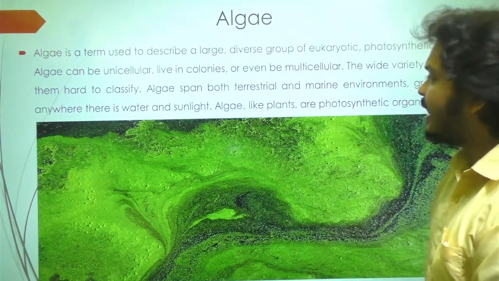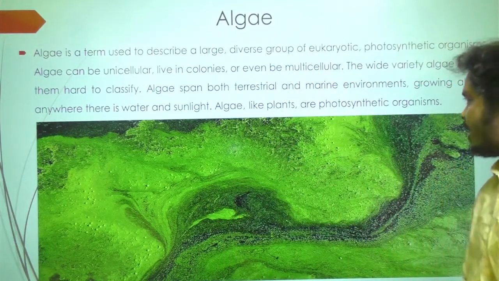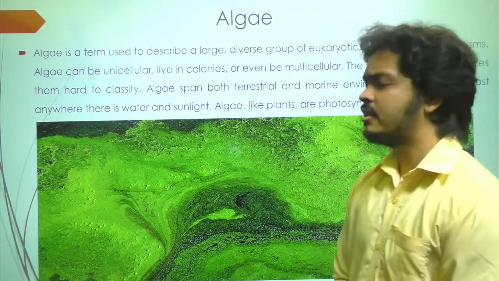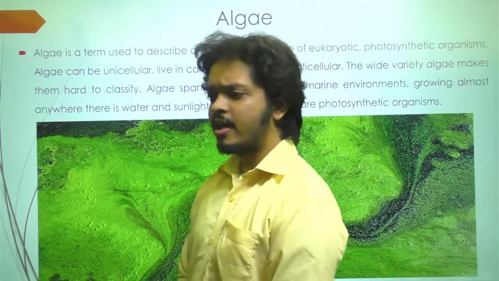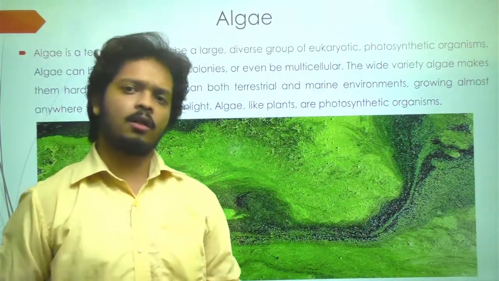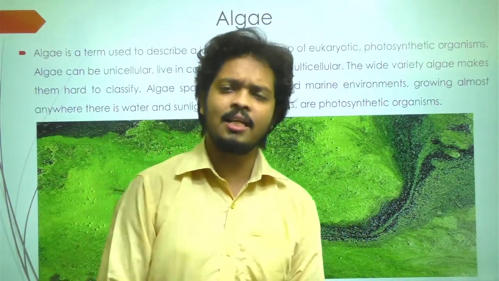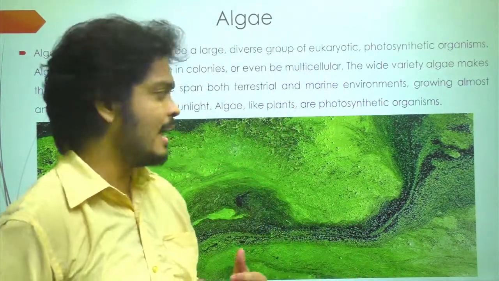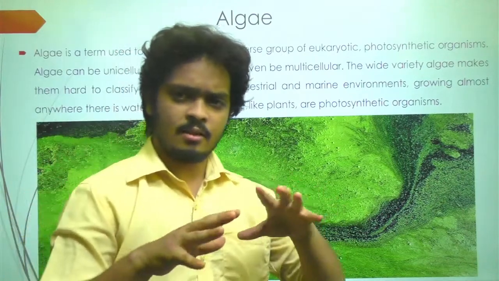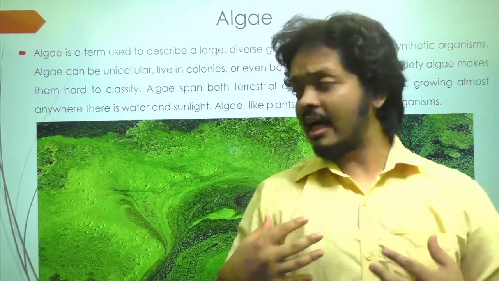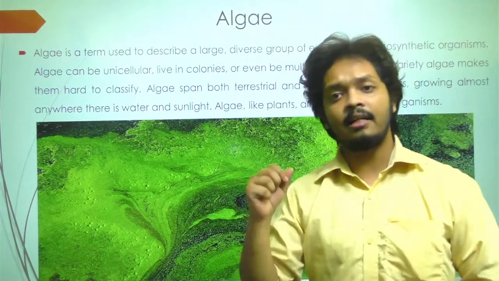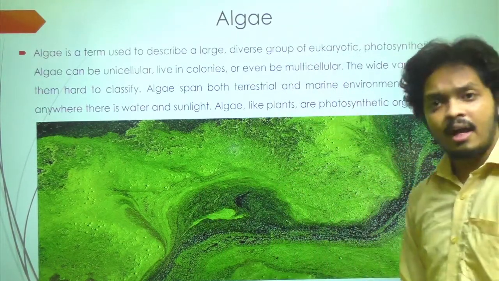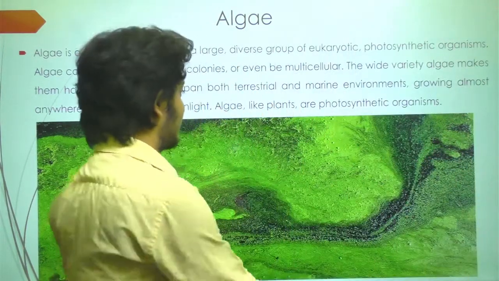Now, algae span both terrestrial and marine environments, growing almost anywhere there is water and sunlight. Anywhere you find a moist region, with ample water, moisture, and sunlight, you will see algae. So you will find algae on walls as well. You will find algae in the mud where there is lots and lots of moisture. It needs sunlight, it does photosynthesis, right? Algae, like plants, are photosynthetic organisms. Very nice. Alright, so let's move on.